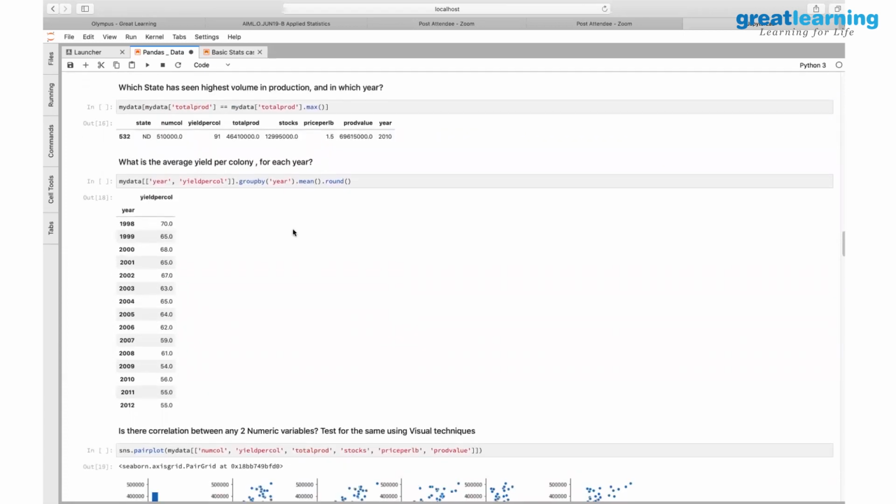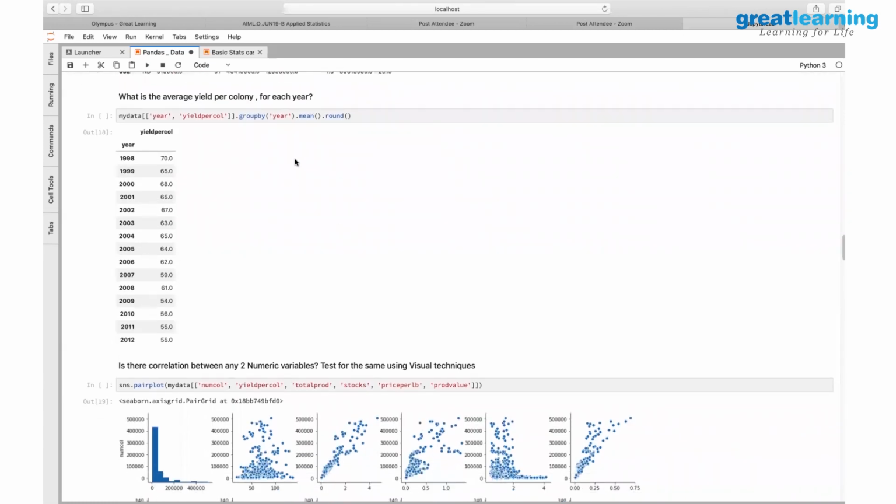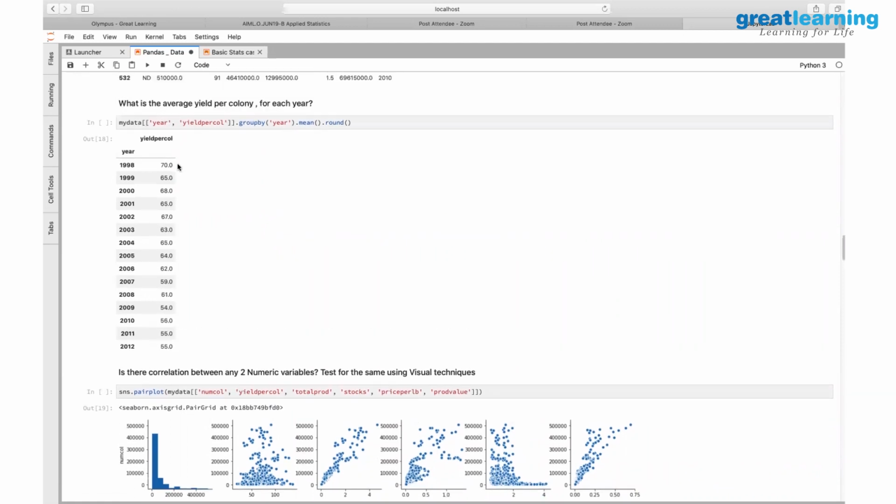Then average yield per colony, again you apply the same things. Instead of using just one variable, you can use two variables also to get the details, and you group by year there and get that particular data. Because you're grouping by year, you will include the year column in this. Then the rest of the process, what you are doing for yield per colony, is exactly calculating the average and rounding it. This is how you get it.